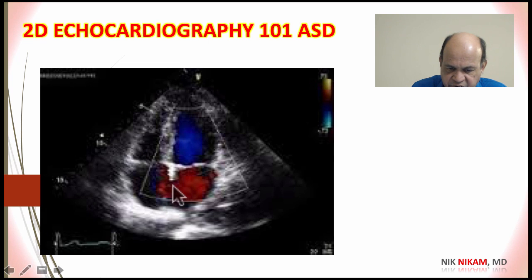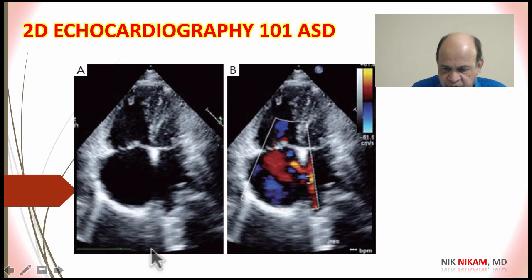This is another example of what looks like a large flow of Doppler from the left atrium to the right atrium. It is another example of an atrial septal defect by echocardiography. Here's one more example, and here you can see the right atrium is considerably enlarged compared to the left side. Similarly, there is a large shunt of Doppler from the left atrium to the right atrium in the apical 4-chamber view.